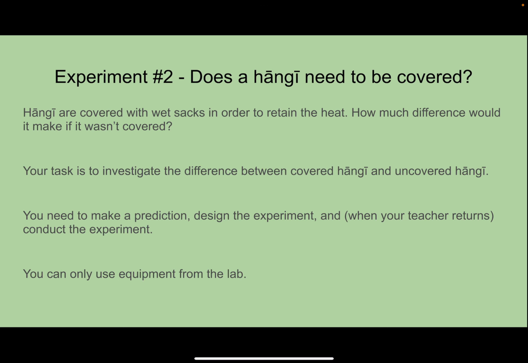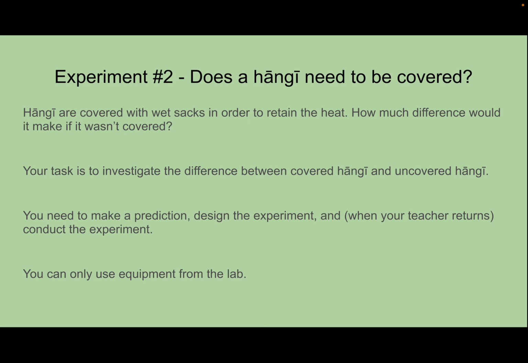So then the second experiment, once you finish planning that, is does a hāngī need to be covered? So obviously people cover a hāngī so that you can keep the steam in there, but how much difference does that actually make? So that's what I need you to also do, is plan an experiment that simulates the model of a hāngī and how important a cover is at the top.